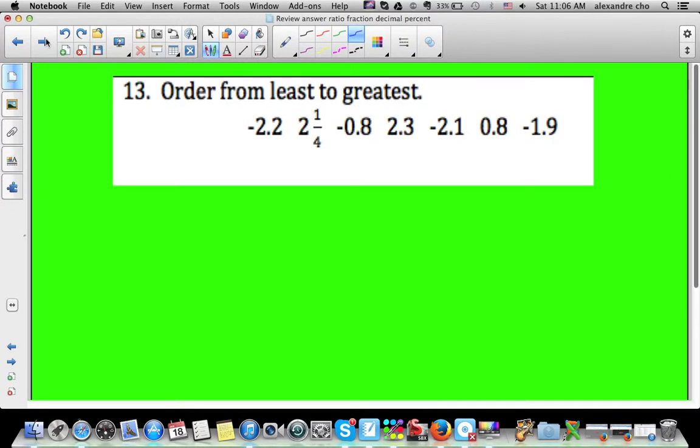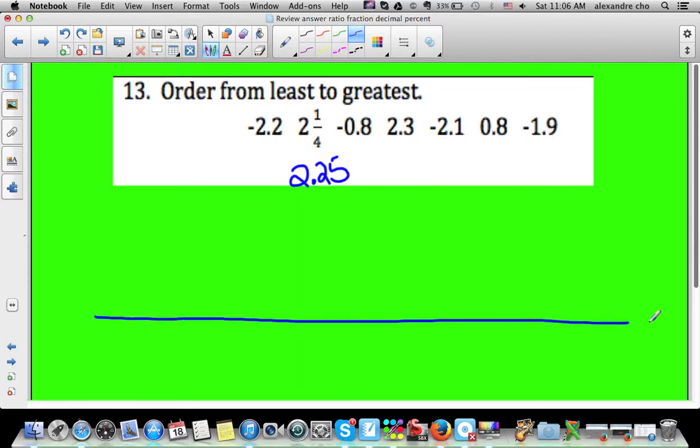13, order from least to greatest. Again, in this one, let me just do this. I'm going to change 2 1/4 to 2.25. And in this one, you might want to, I'm going to use a number line. 0, 1, 2, and on the other side we have -1, -2.